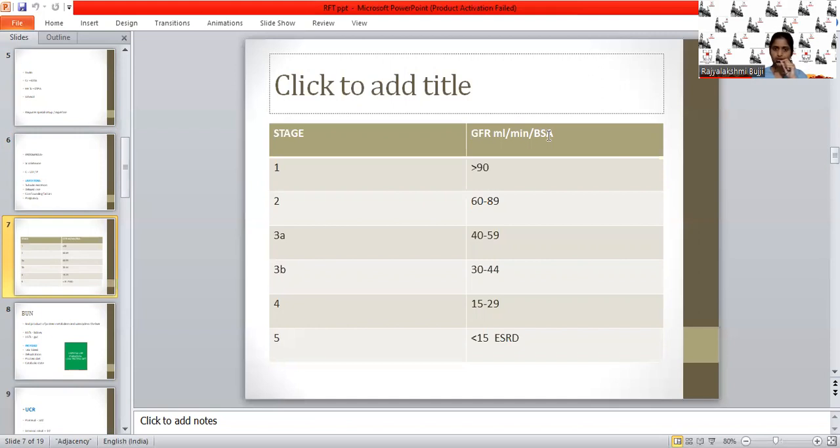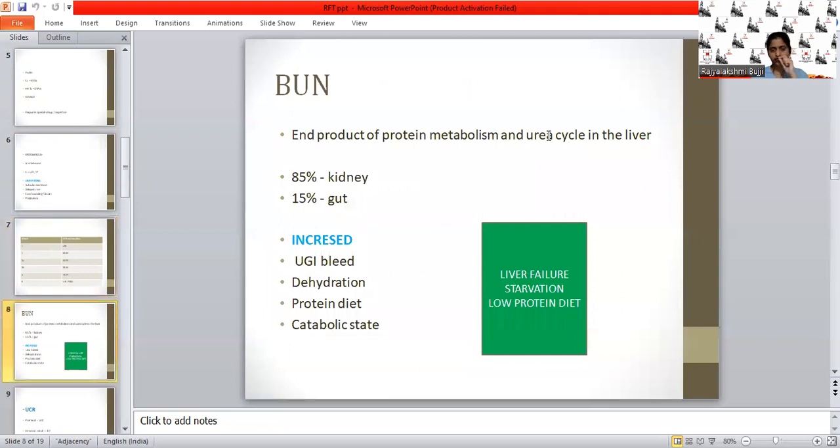Stage 1 is more than 90, stage 2 is 60 to 89, 3A is 40 to 59, 3B is 30 to 44, stage 4 is 15 to 29, and less than 15 is end stage renal disease or stage 5.